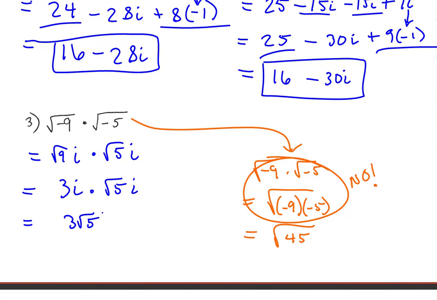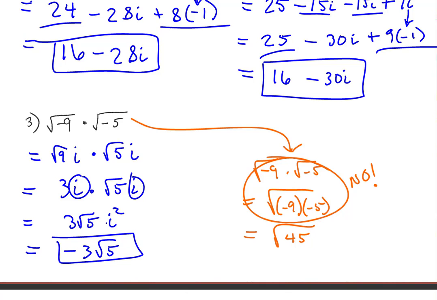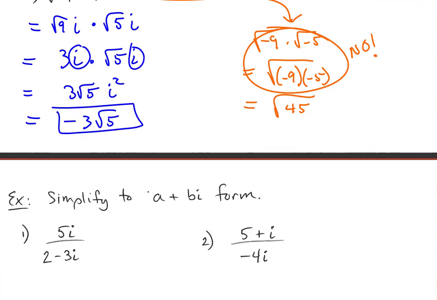It doesn't really get any simpler than that. And then i times i is really i squared, but we know that i squared means negative 1. So this is altogether negative 3 root 5. Again, that i squared is what turns into the negative sign up front. And you can see that's much different in contrast to the square root of 45 that the other method got. I wanted to point that out: this other way of doing it is not okay. It doesn't actually work. So be clear on this kind of problem.